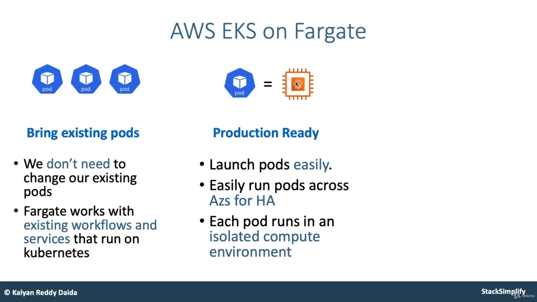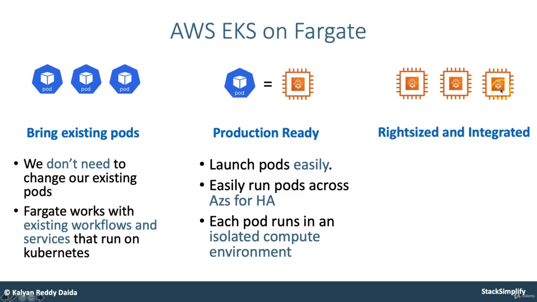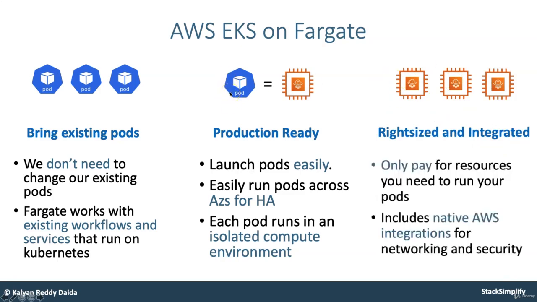kubectl get nodes. And the next thing is right-sized and integrated. This is something like: use only as much as you need. If my pod needs these many resources, then use only that much. So only pay for resources you need to run your pods. Fargate also includes AWS integrations for networking and security. So networking and security is not compromised by using Fargate on EKS. Moreover, your security is doubled, we can say, not reduced.